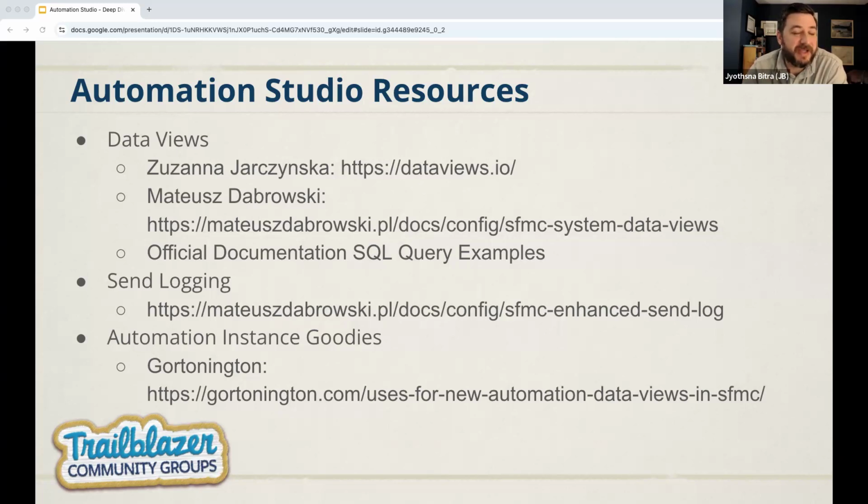And then automation instance goodies. I think I name dropped Greg Gifford earlier. His blog, Gortonington, is out there. So Orlando, definitely check that out if you're interested in potentially doing an automation on automations. I think that blog was written when it was first released, so some of that information may have changed a little as Marketing Cloud has enhanced it over the past year plus. But it really went into a deep dive and gave some great use cases. And then again, the official documentation for the automation instance data views has some SQL query examples that can get you going immediately with things that failed prior day, things that completed prior day, and things of that nature. So definitely check it out.